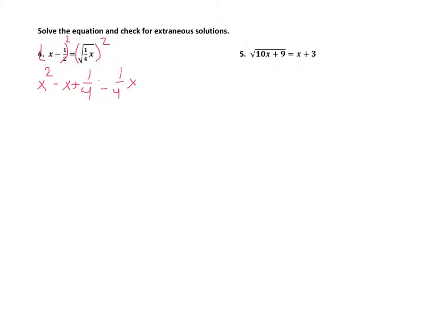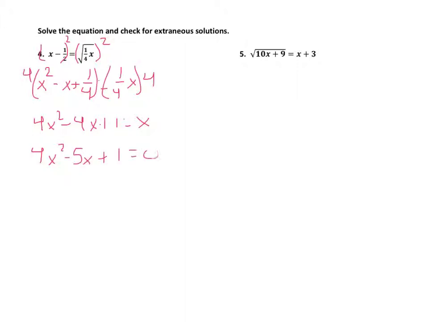So how could I get rid of all of my fractions? Well, multiply by the common denominator. So I get 4x squared minus 4x plus 1 equals x. Subtract the x. 4x squared minus 5x plus 1 equals 0.